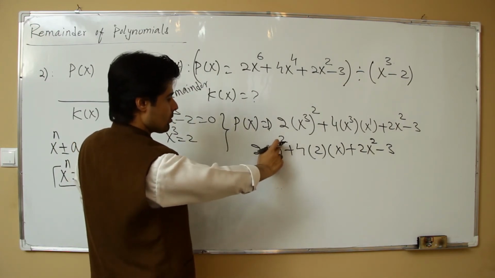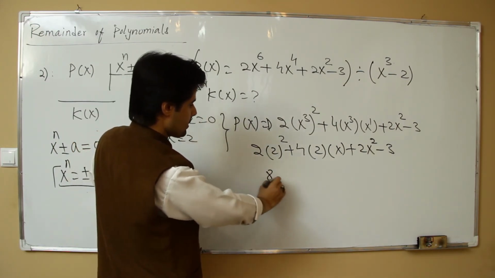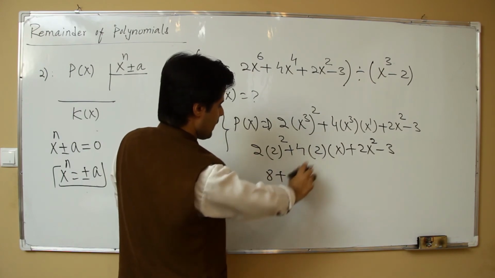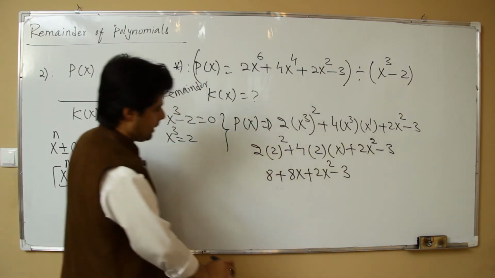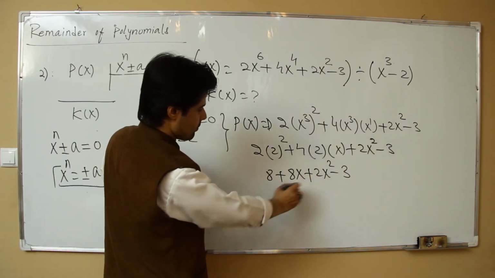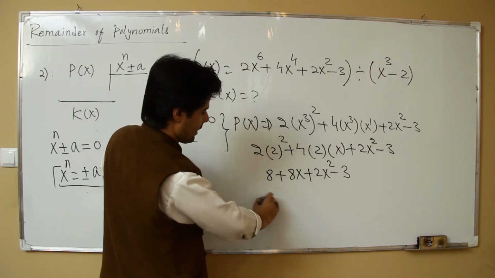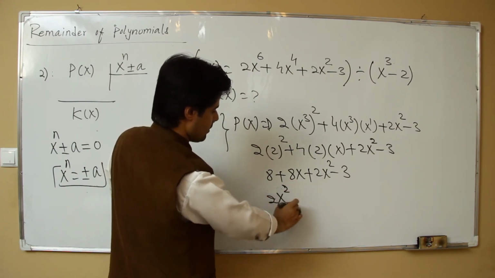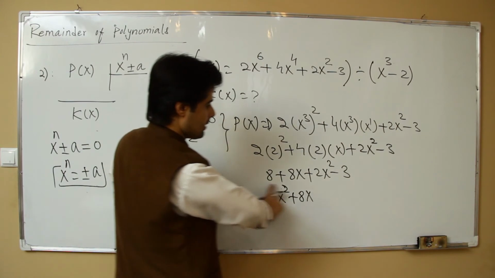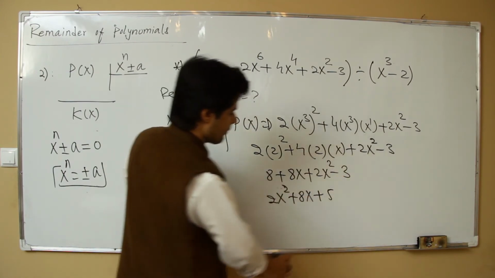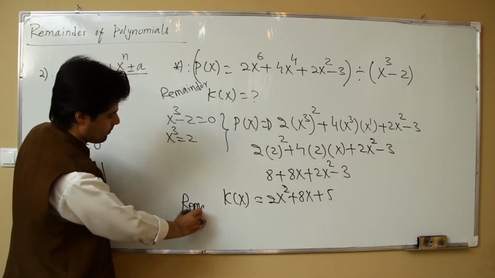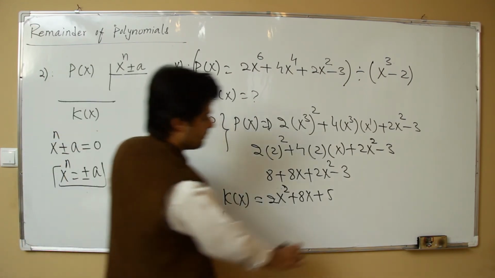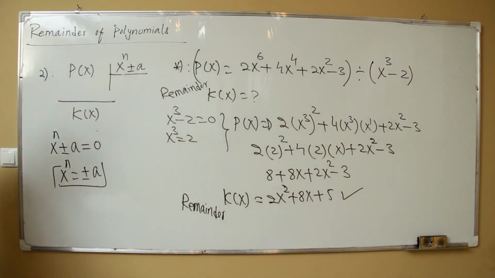Now, 2 to the power 2 is 4, 4 times 2 is 8, plus 4 times 2, 8x, plus 2x squared minus 3. Then you can simplify. First, I write 2x squared plus 8x, and 8 minus 3 is 5. This is called the remainder or k(x). This was the second form to find the remainder of a polynomial.